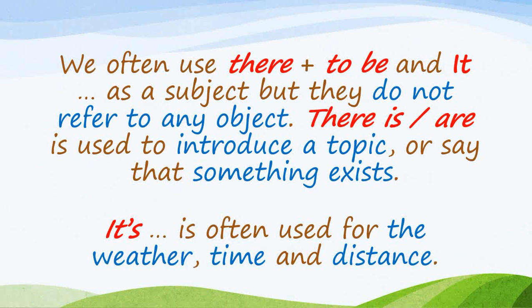We often use there plus the verb to be and it as a subject, but they do not refer to any object. There is or there are is used to introduce a topic or say that something exists. It is often used for talking about the weather, time, and distance.